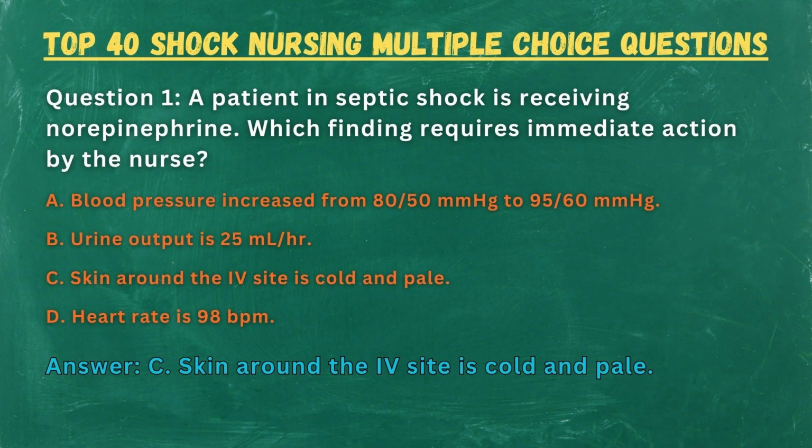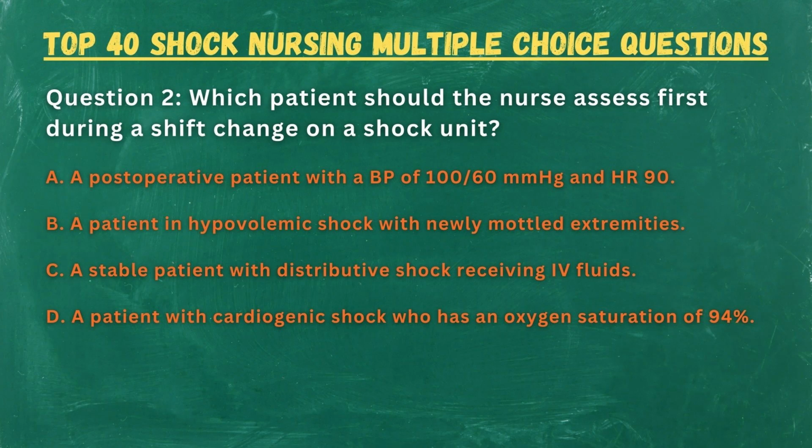Answer. C. Skin around the IV site is cold and pale. Question 2. Which patient should the nurse assess first during a shift change on a shock unit? A. A post-operative patient with a blood pressure of 100 over 60 millimeters of mercury and heart rate 90.